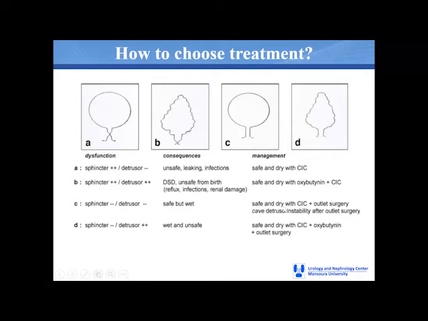Those would require treatment initially with CIC and oxybutynin to address the overactive detrusor. The third pattern is if you have underactive sphincter and underactive detrusor. Classically, those patients would get very small volumes with the CIC. They are wet all the time, and their bladder looks smooth on VCUGs, as you can see here in this diagram, and their upper tract is typically normal with no hydronephrosis.